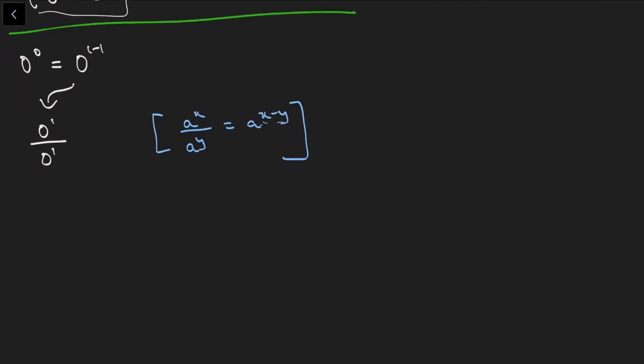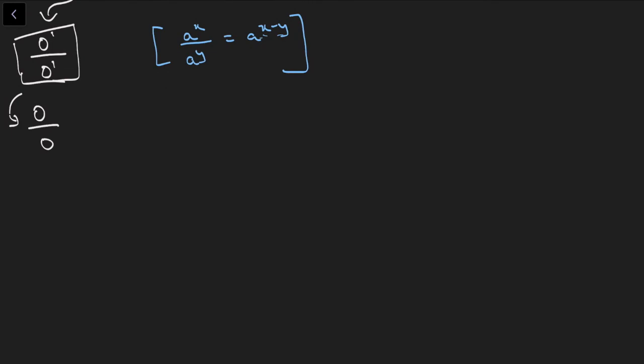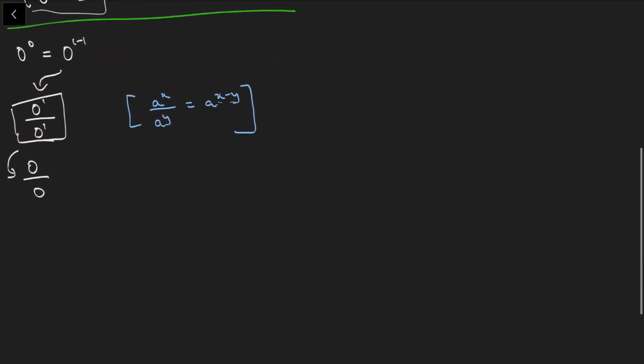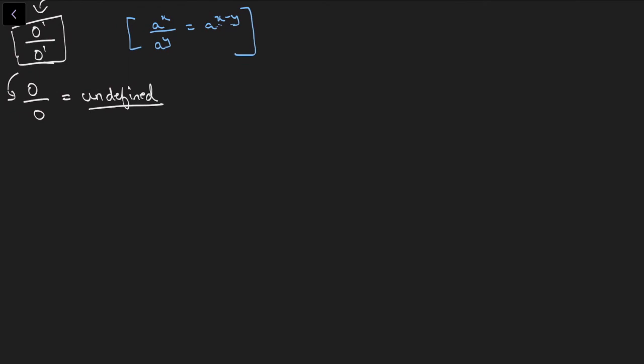So we can have 0 raised to 1 minus 1 as this over here, and 0 to the power of anything, except 0, is going to be 0. So this is going to be further simplified to 0 divided by 0. And I've explained in another video that 0 divided by 0 is ultimately undefined. And that's another method which I have.